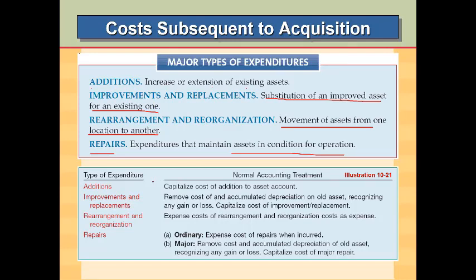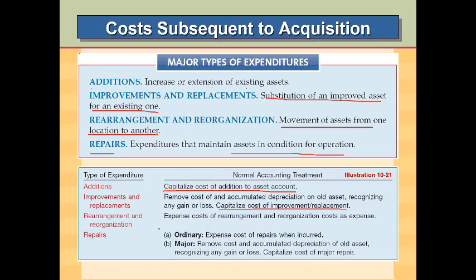Okay, fine. What are the main accounting treatments for each of these types of expenditure? If we are talking about addition, like, for example, a building with 2 floors and we are going to construct the third floor, we are capitalizing the cost of addition to the asset account. It will be considered part of the asset and it will be added to the cost and it will be depreciated. Improvement and replacement: remove cost and accumulated depreciation of the old asset and recognize any gain or loss. If you have an old asset and you are going to sell it, you are going to eliminate all of this account in the entry, and capitalize the new cost that you pay to get the new asset.